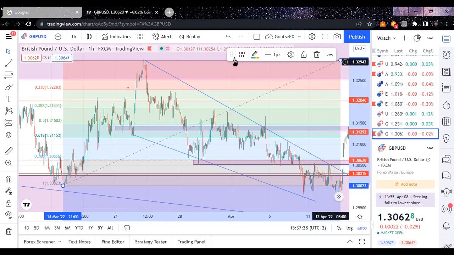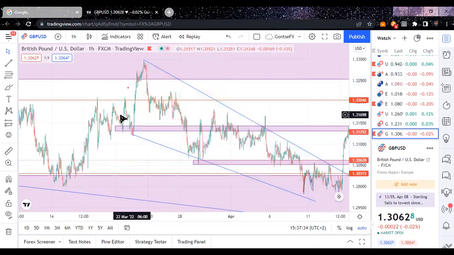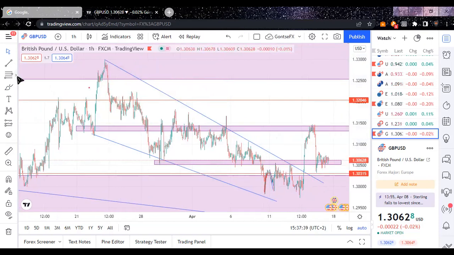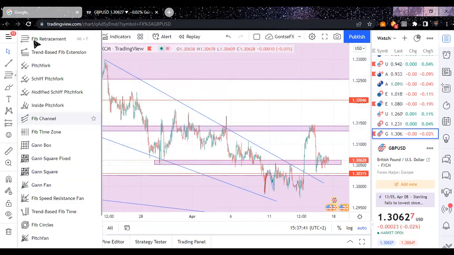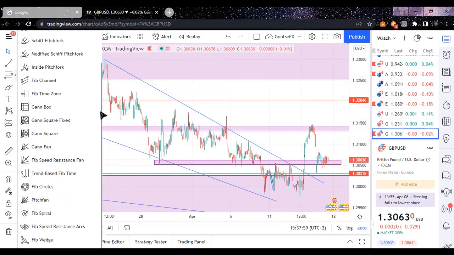So let me show you how to use another Fibonacci tool, because we have Fibonacci arcs. Let me not lie, let's check this. So we have the Fibonacci retracement and the trend-based Fib extension, which I will not show you on this one because I don't know how to use that one. I want the fan. I want to show you how to use the fan and all that. I don't see it.